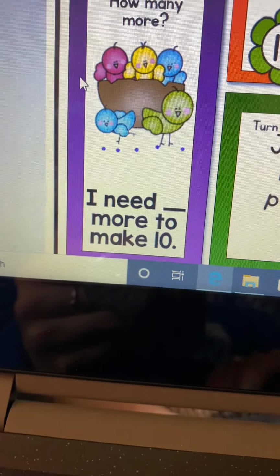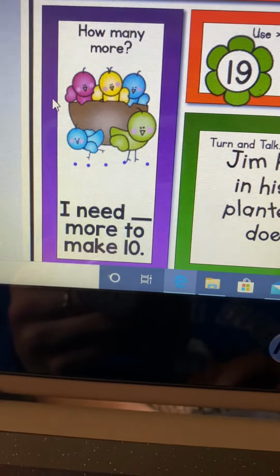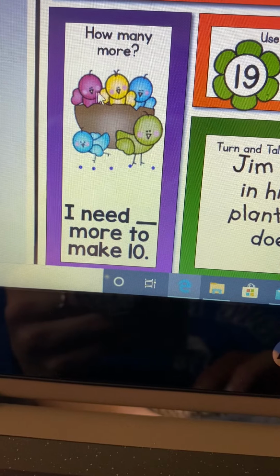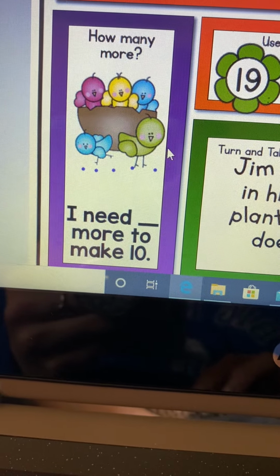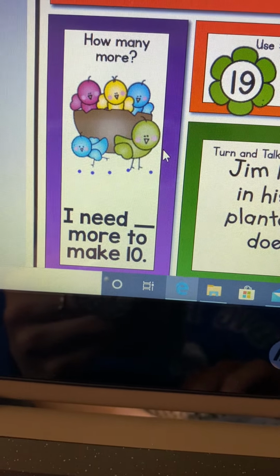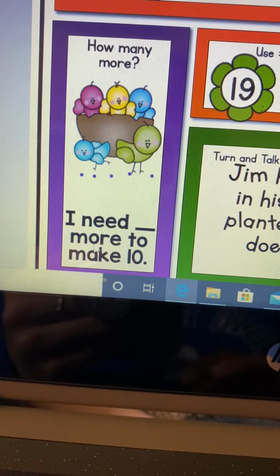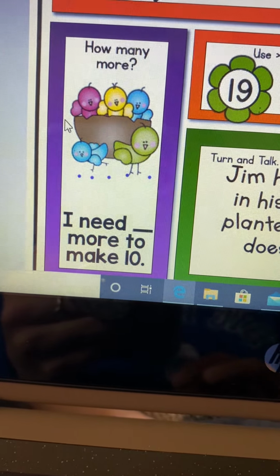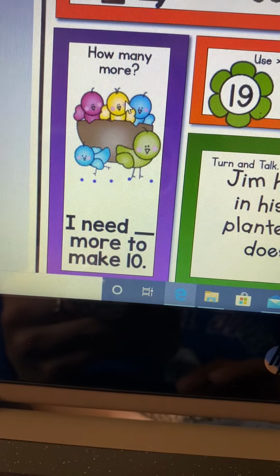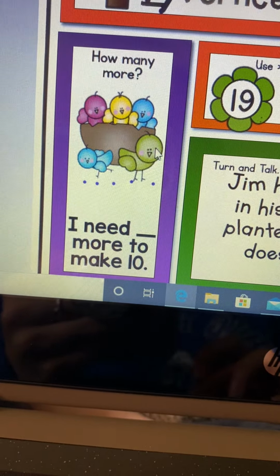All right, let's move on over here. And it says, how many more? So there are already birds in our nest, and we need to figure out how many more birds we need to get to 10. It says, I need blank more to make 10. So let's count how many birds we have. We have 1, 2, 3, 4, 5.